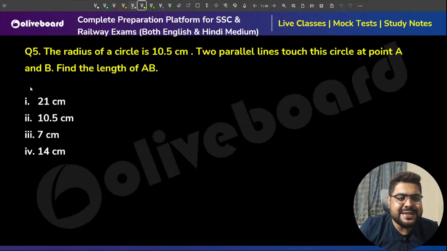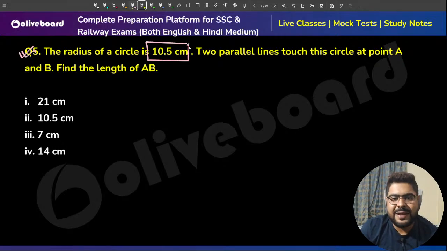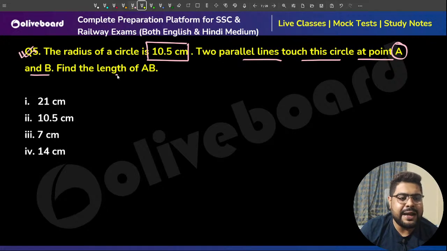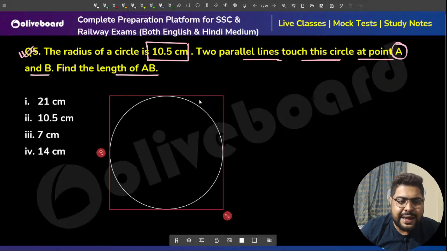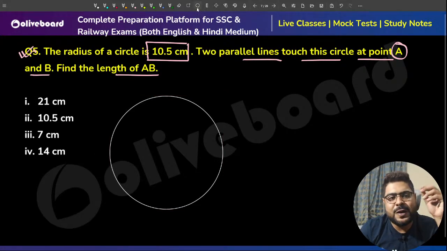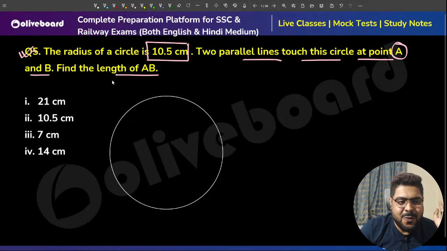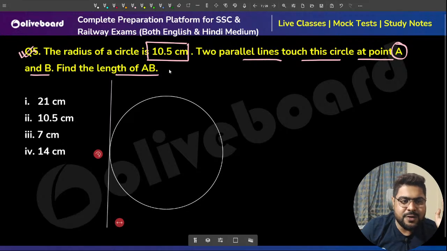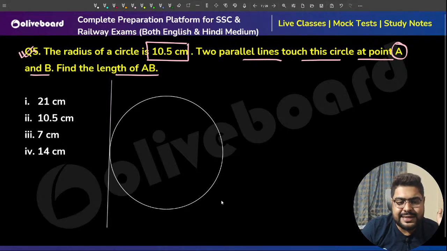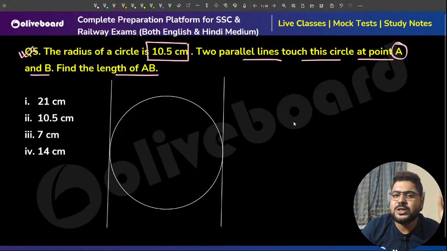Next one. The radius of a circle is given. Two parallel lines touch the circle at points A and B. Find the length of AB. This is very simple. Always remember, if two parallel lines touch a circle, there is only one possible scenario where the parallel lines can touch a circle. So this is this and this is this. Both are touching, so this has to be the scenario.